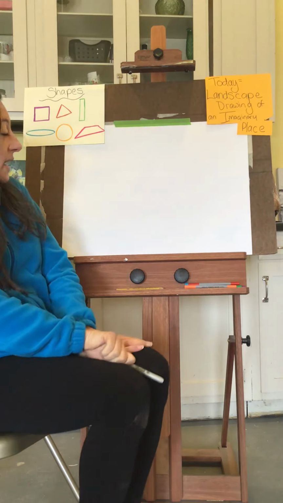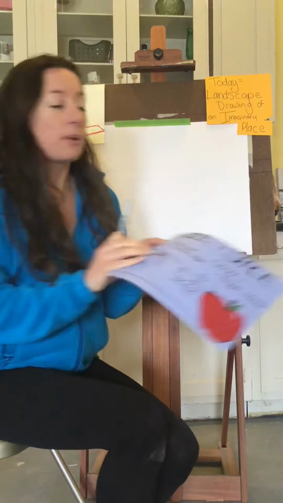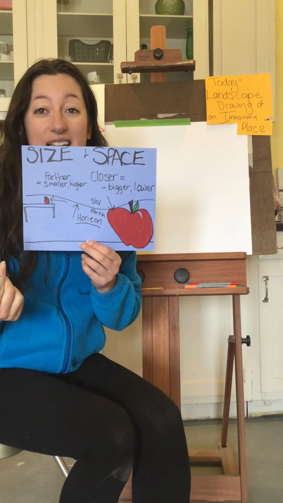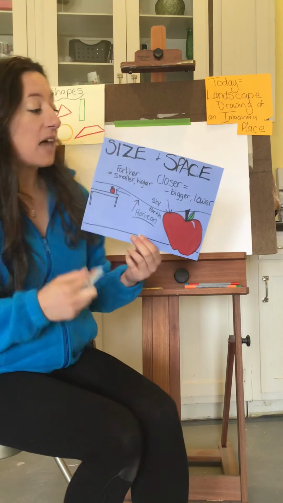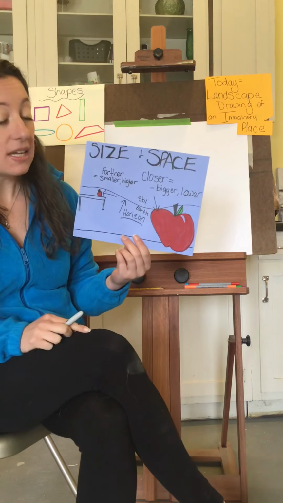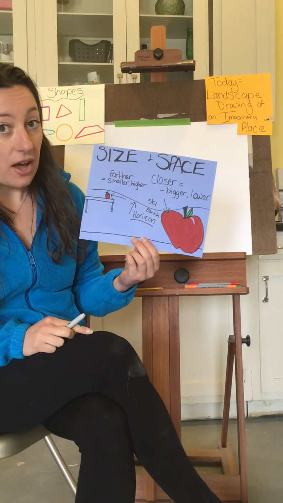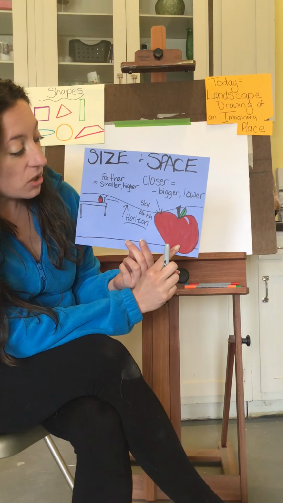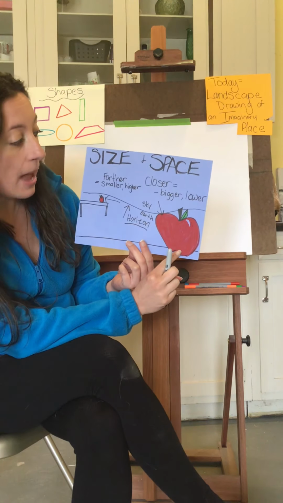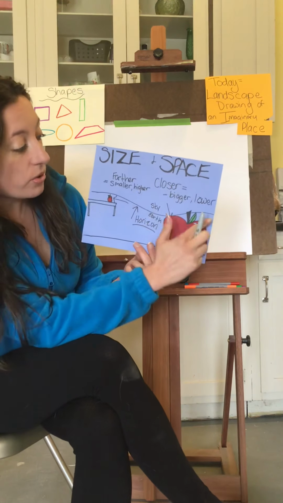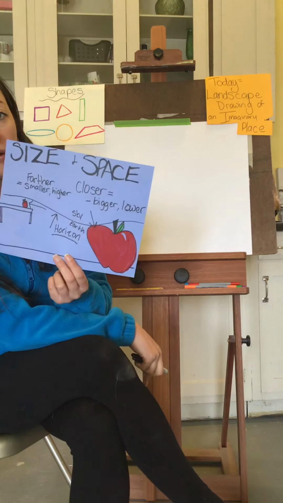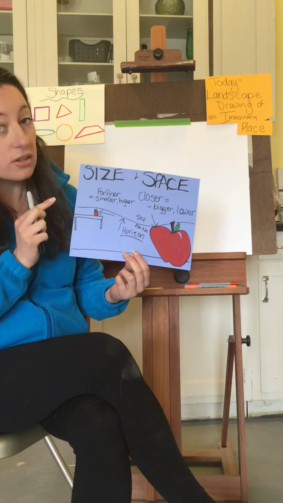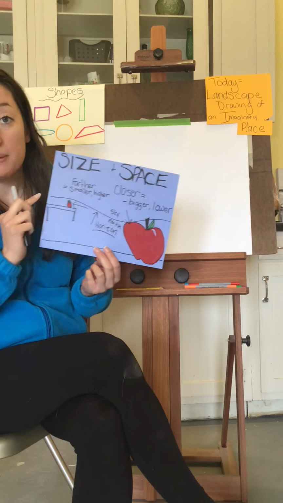When we are drawing a landscape, there's a couple of things we need to remember. We're going to be talking about size and space, okay? Size is important because when we make a landscape, the size of objects change. For example, if an object is closer in my picture, like this apple, it's going to be lower in my picture and it's also bigger. If an object is farther away, it's going to be smaller and higher up on my picture.